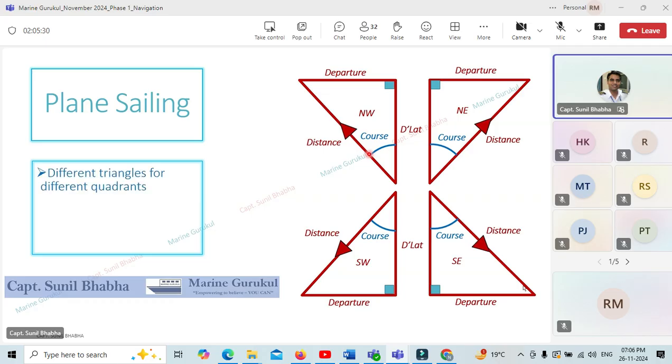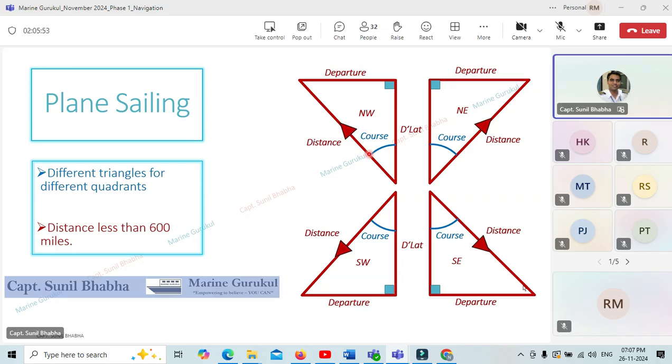So whichever quadrant or whichever direction the ship is traveling, we need to use an appropriate triangle for that particular quadrant. Also, the course which is obtained or the course which is used in the formula is always the quadrantal course, not the three-figure notation course.